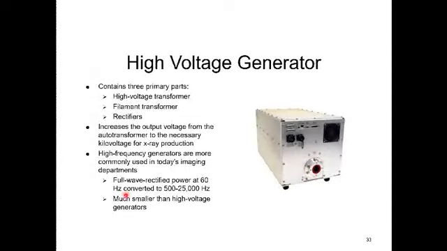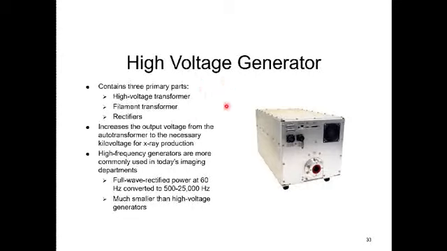Your high voltage generator. Usually in the room, you'll see it looks like a little box. We want to stay away from that. It's high voltage. We don't want to touch it, so that way we don't hurt ourselves. There are 3 primary components of the high voltage generator. You absolutely need to know them. That's the high voltage transformer, or your step up transformer, your filament transformer, which is your step down transformer, and your rectifiers, which change the current from alternating to direct.